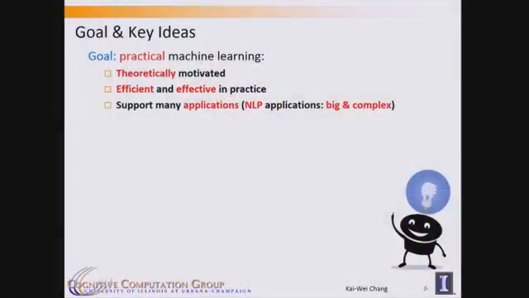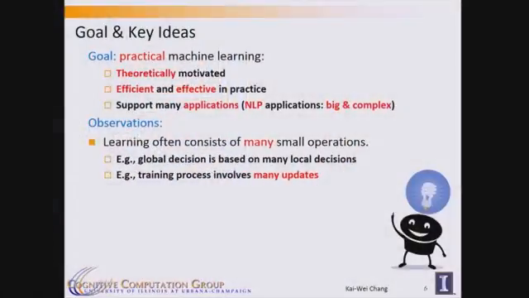Okay, so the high-level view of my research is trying to design practical machine learning methods for big and complex data. Ideally, the method should have the following properties: it is theoretically motivated, it is efficient and effective in practice, and it has many applications. The applications I'm currently looking at are NLP applications, because NLP problems usually deal with big and complex data in nature. And most of my work is inspired by the observation that learning often consists of many small components.